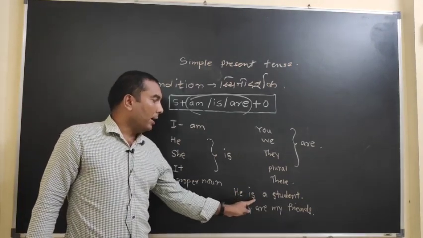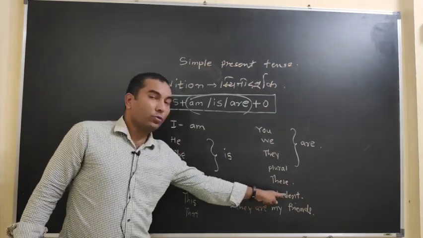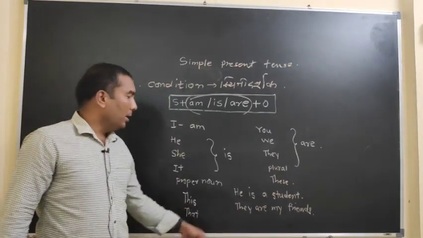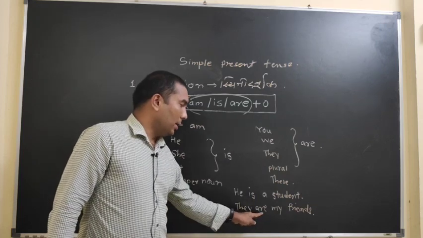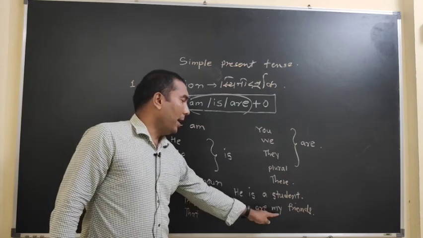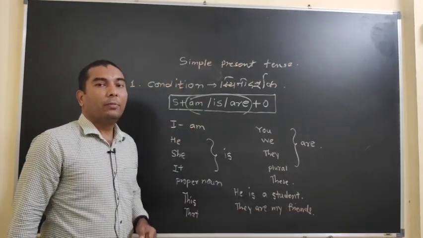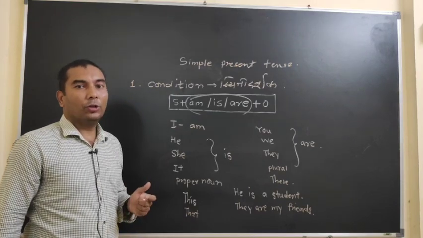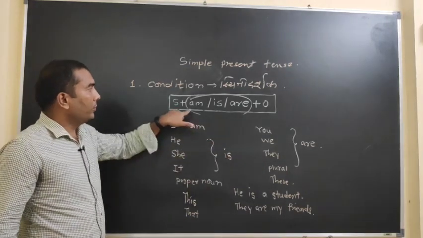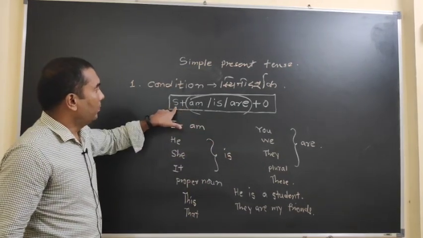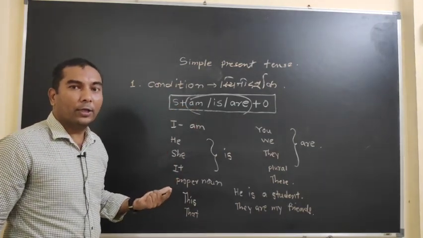In front of he I have used is, and a student is singular, he is singular, so a student as an object I have used. Second example, they is a plural pronoun, so I have used are as a supporting verb. And then my friends. Why have I said friends? Because they are plural in number, so I have said friends there. In this way you can use the pronoun in front of the subject in simple present tense or in present continuous tense.